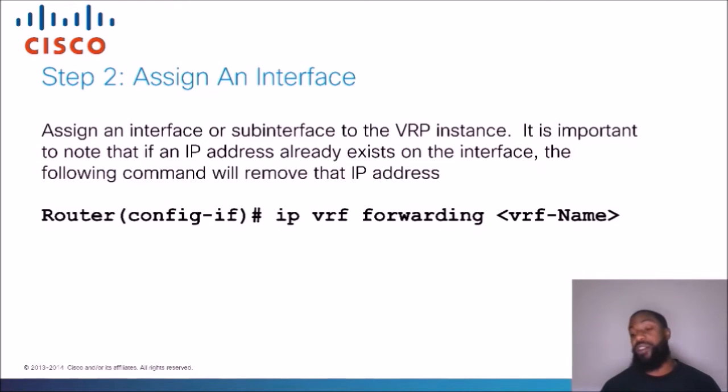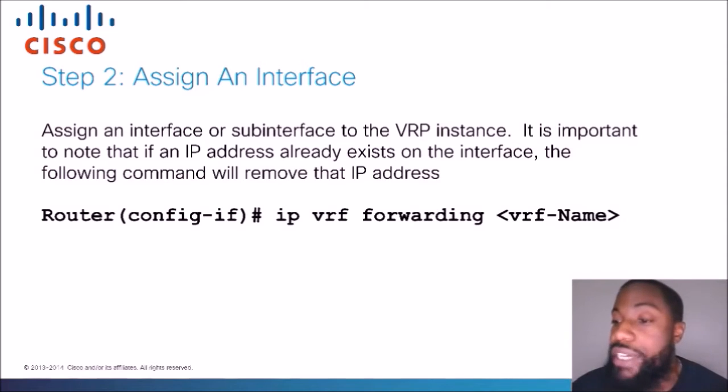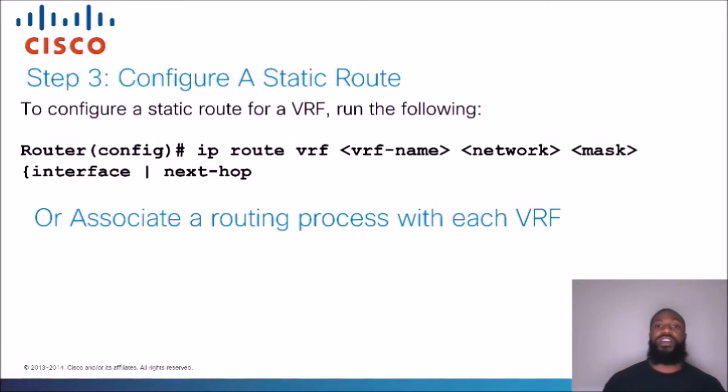Step 2, assign an interface or sub-interface to the VRF instance. We're going to create sub-interfaces. We're going to have a regular interface, and below that, we're going to have several sub-interfaces. There's a couple ways you can implement this solution. However, I'm going to show y'all one way, and maybe I may do another video to show you another way to create a VRF solution. It is important to note that if an IP address already exists on the interface, the following command will remove the IP address. And step 3, configure a static route, which we all already know how to do.